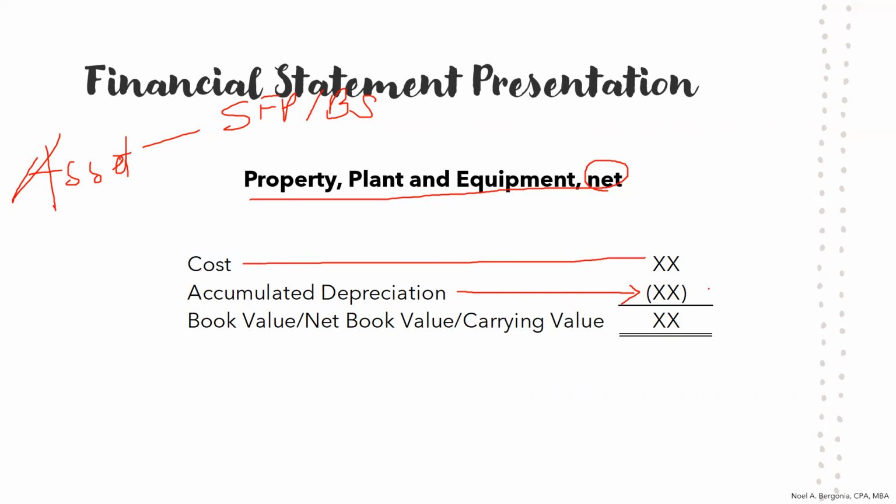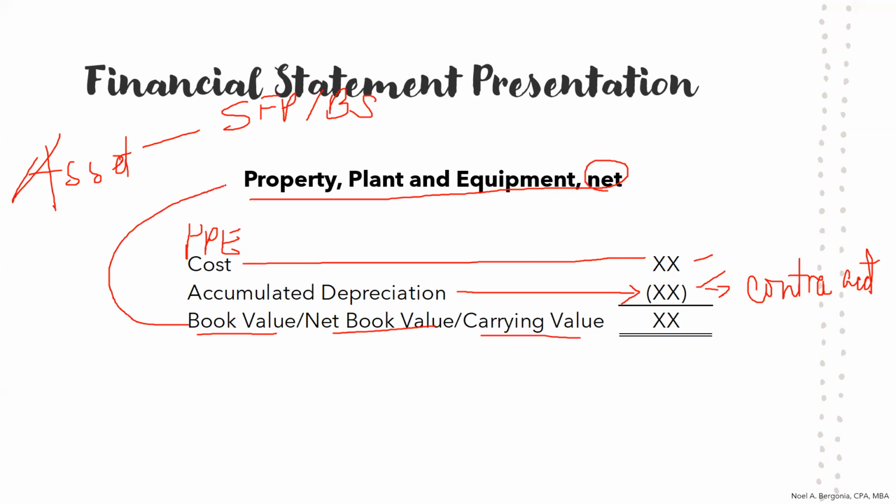Kasi nga po, ang ating accumulated depreciation is considered as a contra account. Okay? At ang kinokontra niya is yung cost ng PPE or the property, plant, and equipment. So yung costs less the accumulated depreciation, then it is what we so called book value or net book value or carrying value. Pare-parehas lang po yan. No? That is referring to the amount of property, plant, and equipment net presented in your statement of financial position.